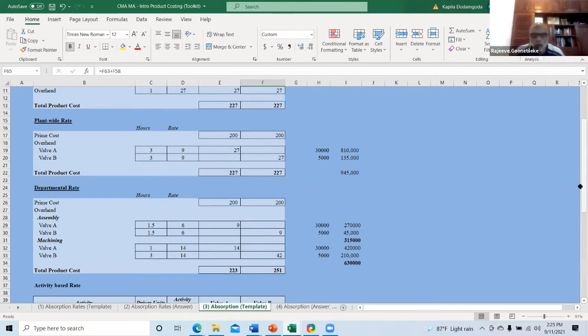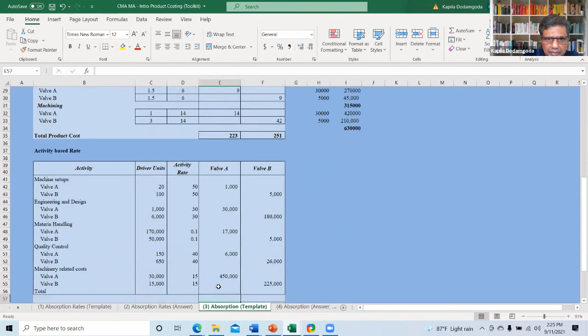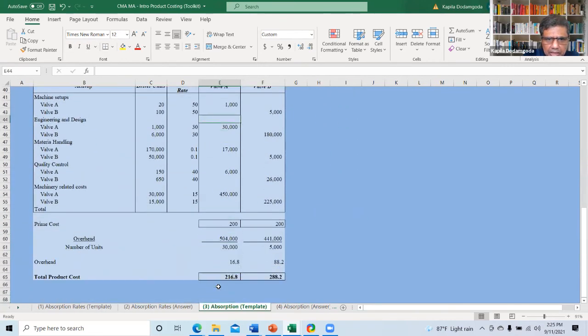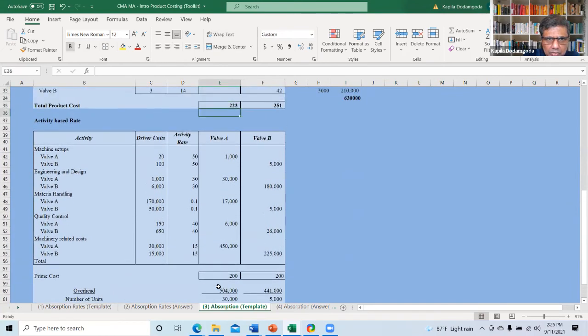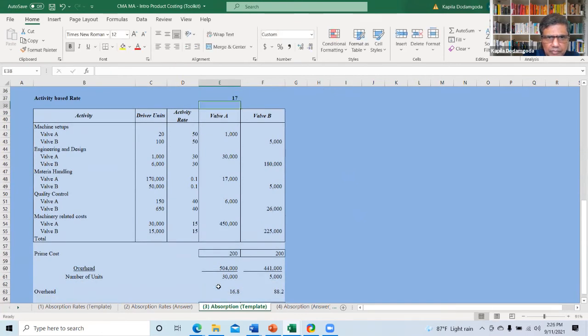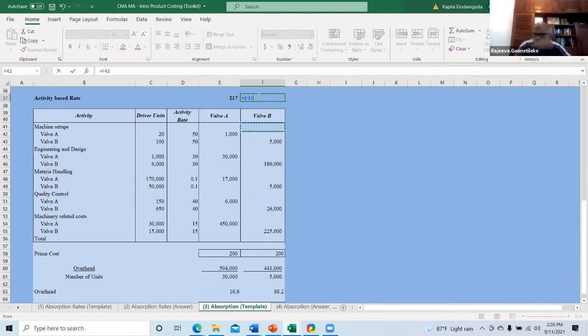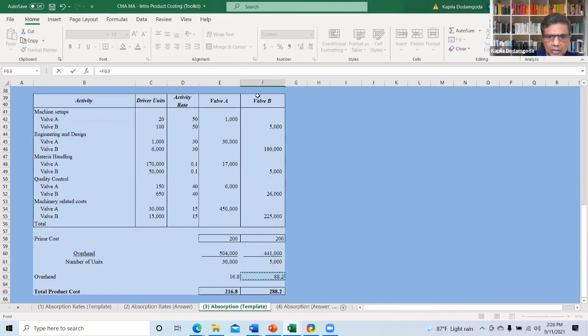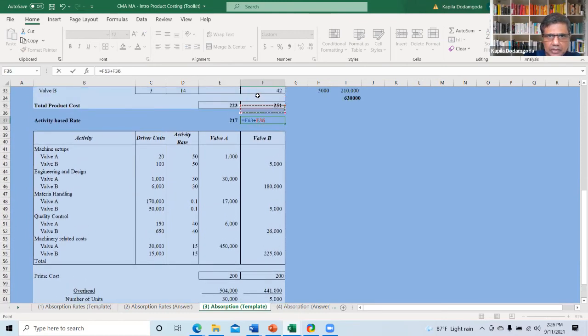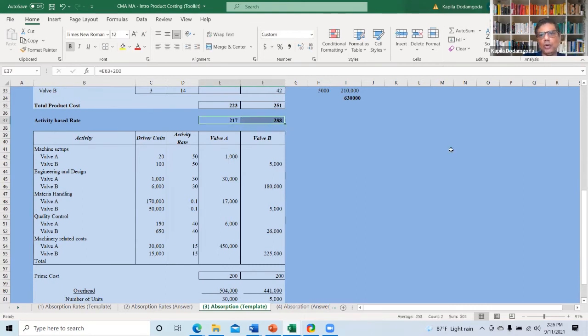Now, I just put the activity-based rates also here, so then you can make a comment. 216.8 and 288.2. I have taken the value there itself. Right, so this is what you see. Now, what is your comment?